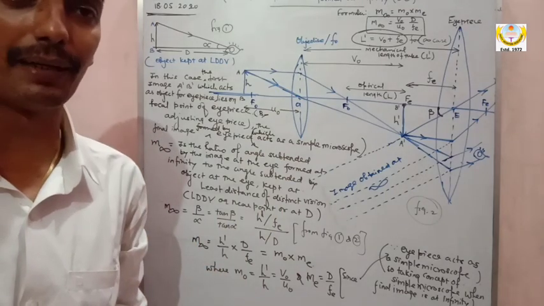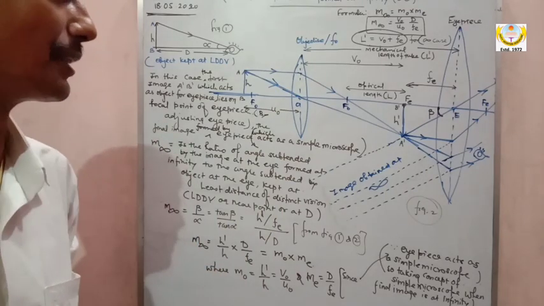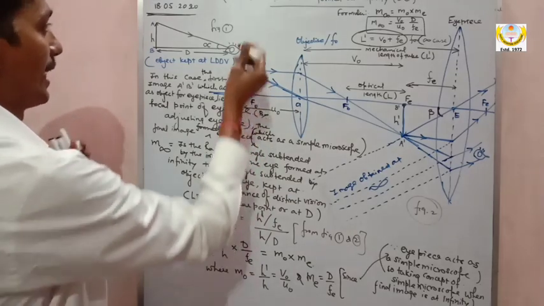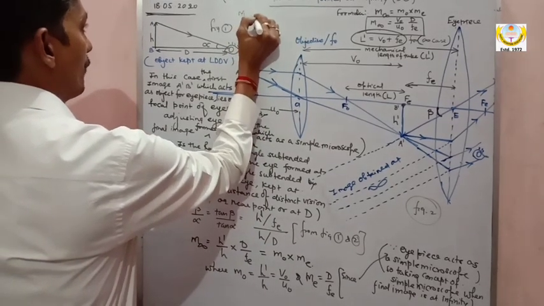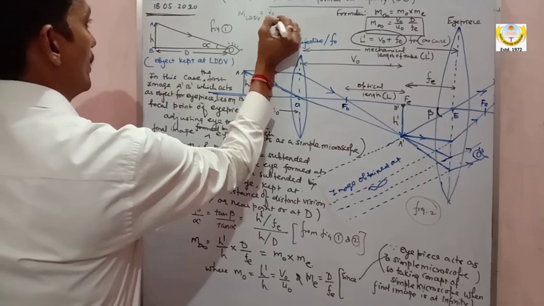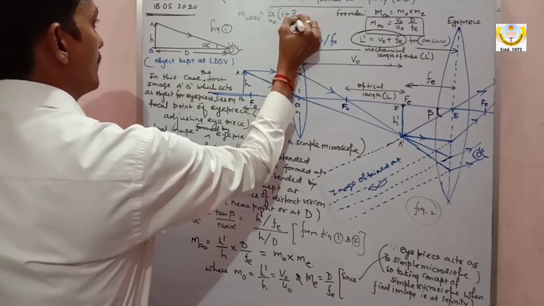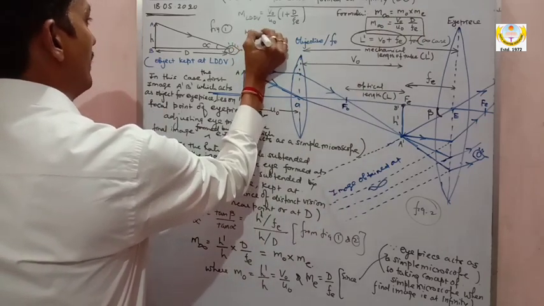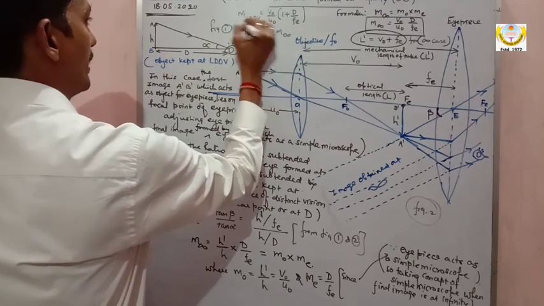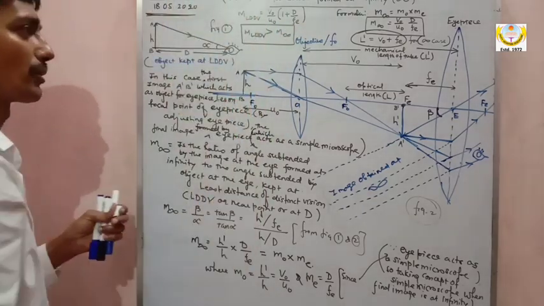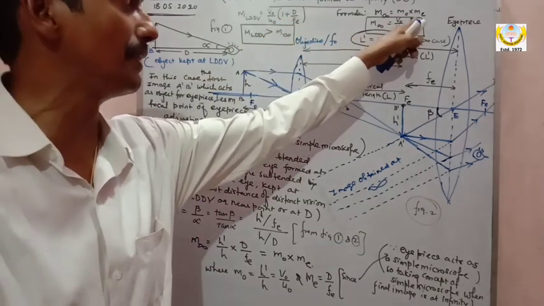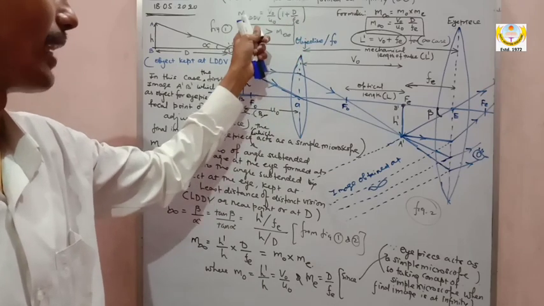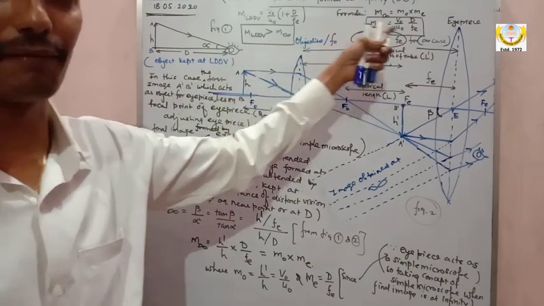Again, my dear, if anybody asks you in which case the magnification is more, of course in the earlier case it was VO upon UO. The magnification for LDDV is VO upon UO into 1 plus D by Fe, and at infinity it is VO upon UO into D by Fe. So of course the magnification at LDDV is greater than the magnification at infinity. For the compound microscope also, it is 1 plus D by Fe versus just D by Fe, with VO upon UO there in both. So because of 1 plus D by Fe, the magnification at LDDV is still more than the magnification at infinity.